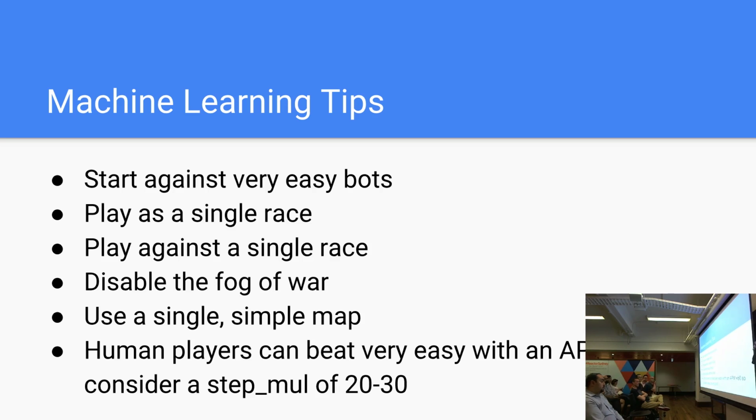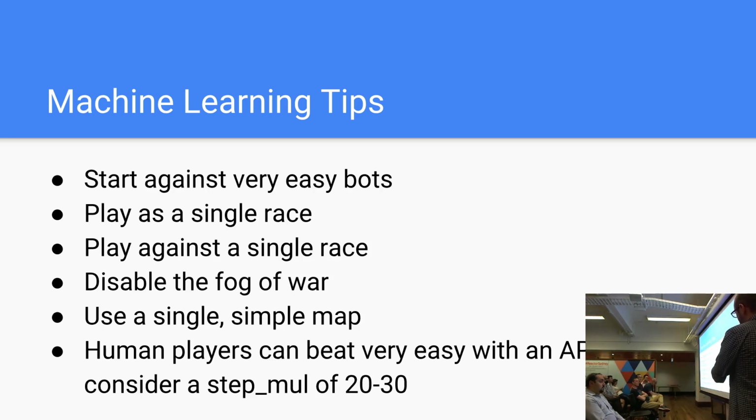And just a little tip, human players can beat the very easy AI with an APM of less than 60. So if you have a step mul of 20 to 30, your AI may be able to win with just that. So you might think it's cool to be able to act at 3,000 APM or something like that. Turns out you don't really need to.